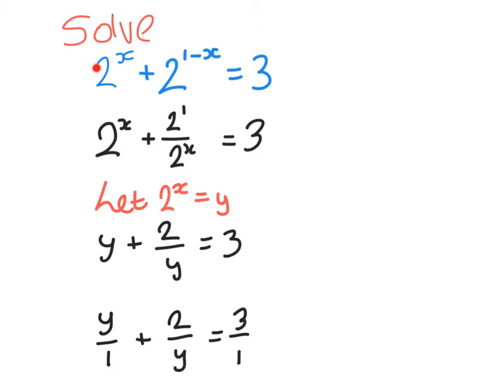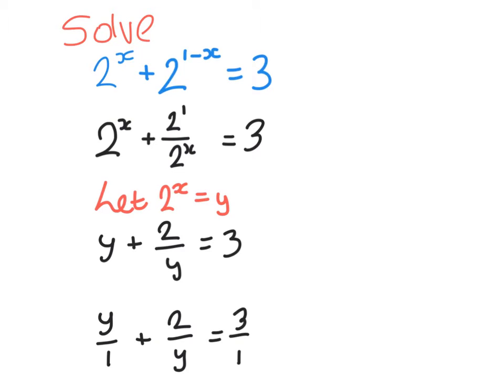Solve 2 to the power of x plus 2 to the power of 1 minus x is equal to 3. Well, the first thing that we're going to do is break up 2 to the power of 1 minus x to be 2 to the power of 1 divided by 2 to the power of x. Because we know that when we're dividing powers with the same base, we subtract the powers.